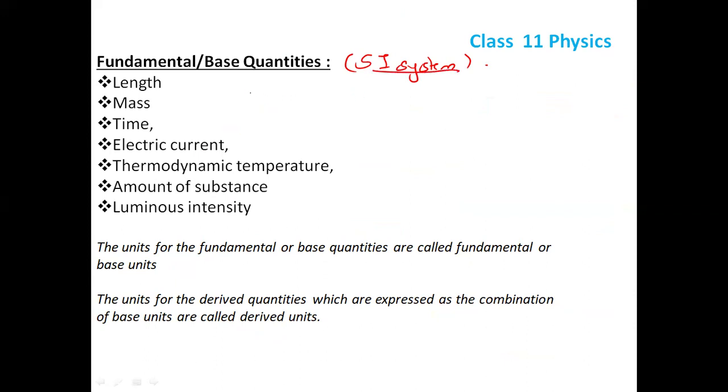According to that, there are 7 fundamental or base quantities: length, mass, time, electric current, thermodynamic temperature, amount of substance, and luminous intensity. All the other physical quantities can be expressed as a combination of these quantities. We can specify their unit from this combination of the fundamental units. The units for the fundamental quantities are the base units, and the units for the derived quantities are called derived units.